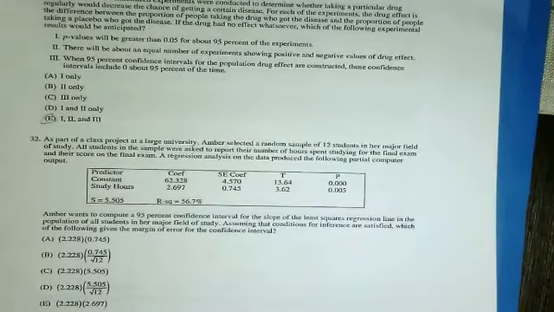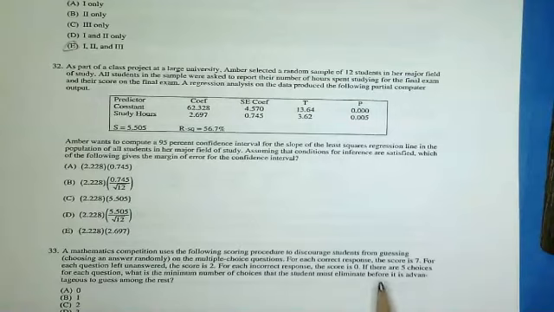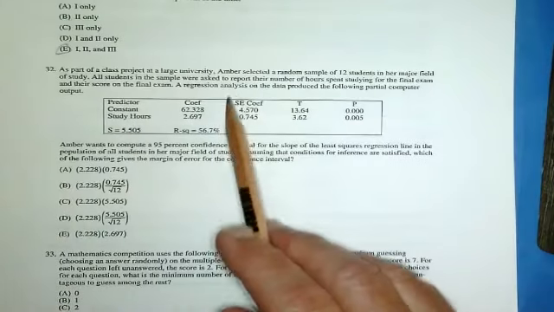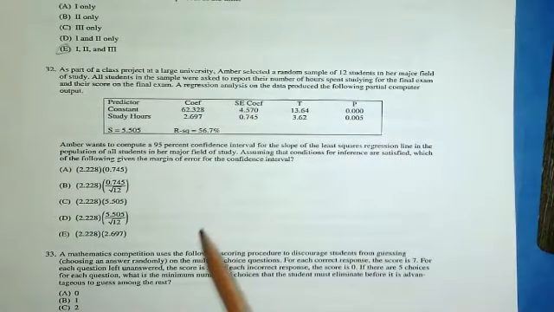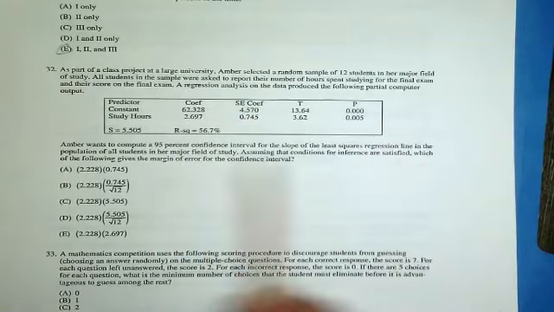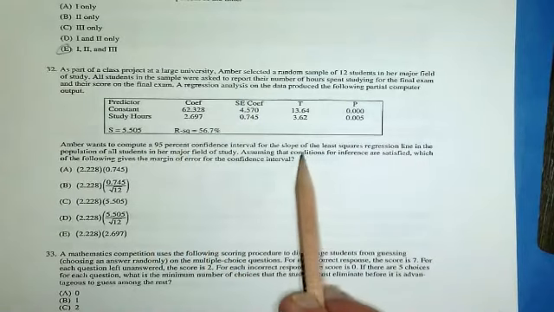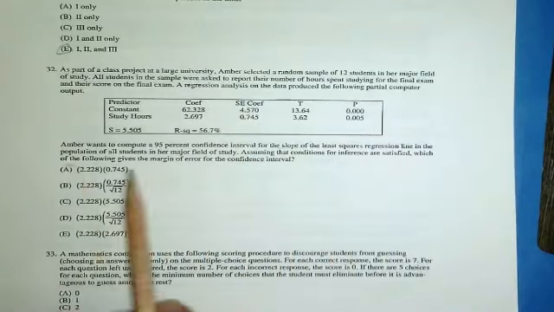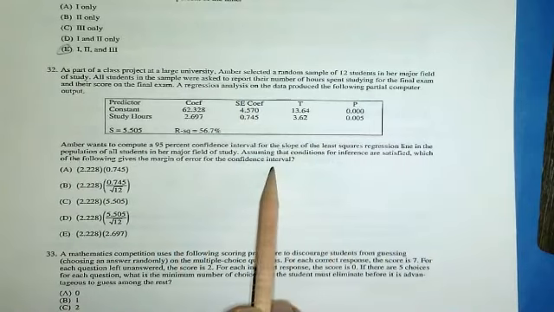Okay, question 32. As part of a project, a random sample of 12 students was taken, and regression analysis was done from those students. She wants to compute a 95% confidence interval for the slope in the population. Assuming the conditions for inference are satisfied, which of the following gives the margin of error for the confidence interval? The margin of error for a confidence interval.